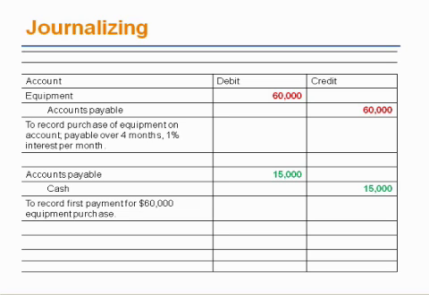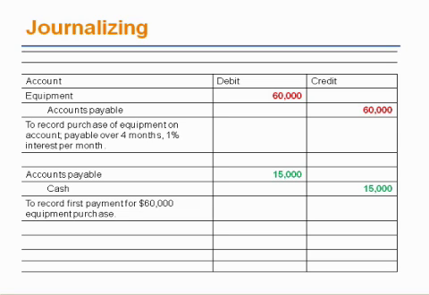So to record the acquisition of this equipment under account, we would recognize equipment and accounts payable. The equipment would be debited for $60,000 and accounts payable credited for $60,000. We would also make a note so that we would know what the journal entry was all about. So we would note that this is to record the purchase of equipment on account payable over 4 months with 1% interest per month.